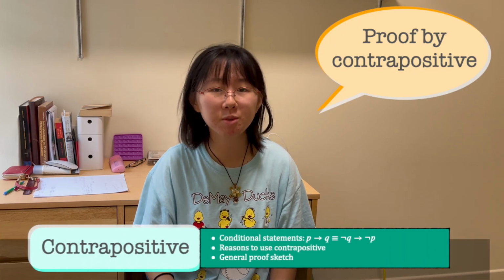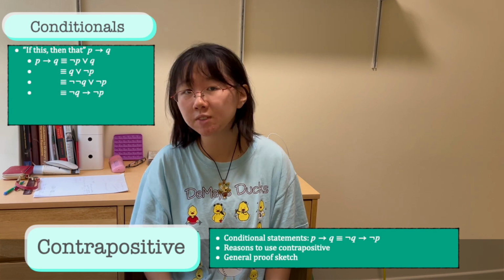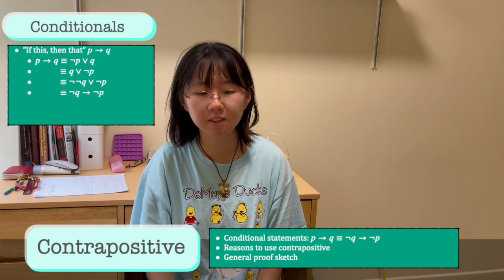Right now we're going to be doing some proofs by contrapositive. If you haven't checked out my intro to proofs video, definitely do that and take a look at some of the other kinds of proof videos as well. Let's recall from our intro to proofs that a lot of theorems are written as if-then statements, and even if they're not, you can rewrite them to be if-then statements.